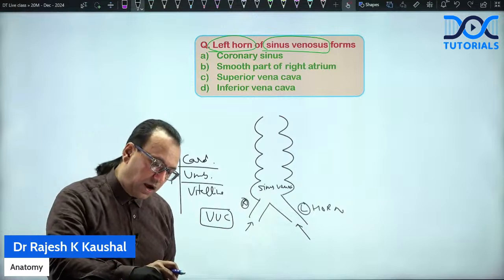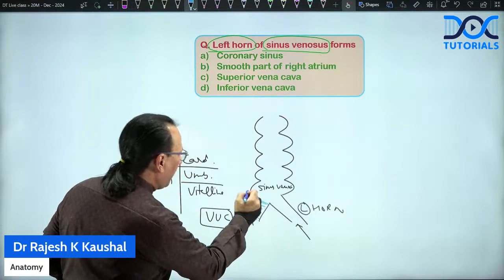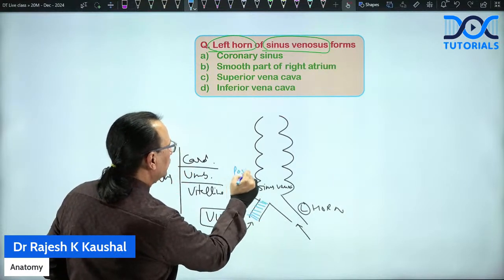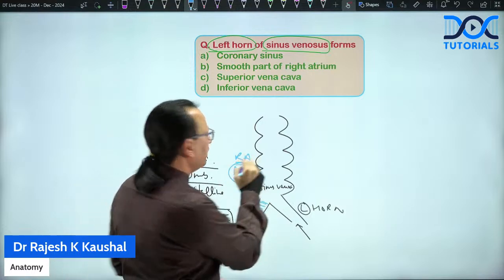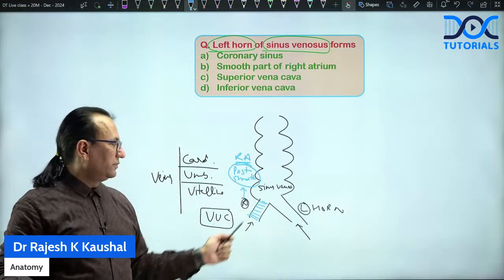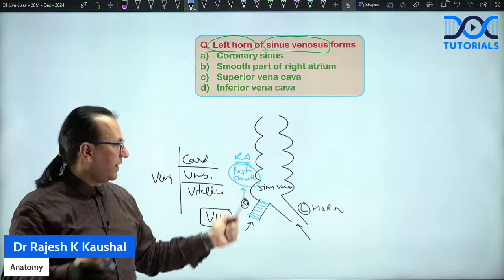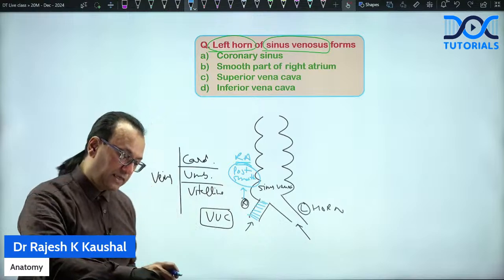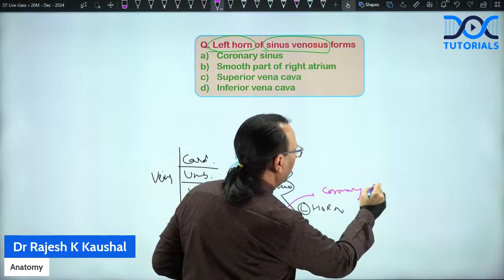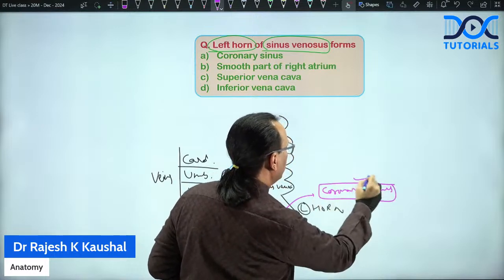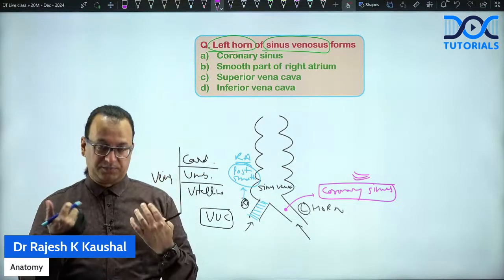Now, when the heart is developing, the right horn of the sinus venosus will be absorbed to form the posterior smooth wall of the right atrium, whereas the left horn becomes very small. The left horn will become very small and will become the coronary sinus of the heart. And the coronary sinus of the heart receives the venous drainage of the heart.